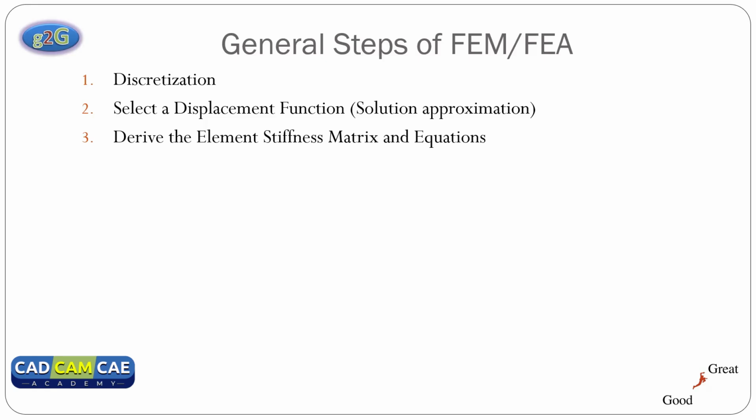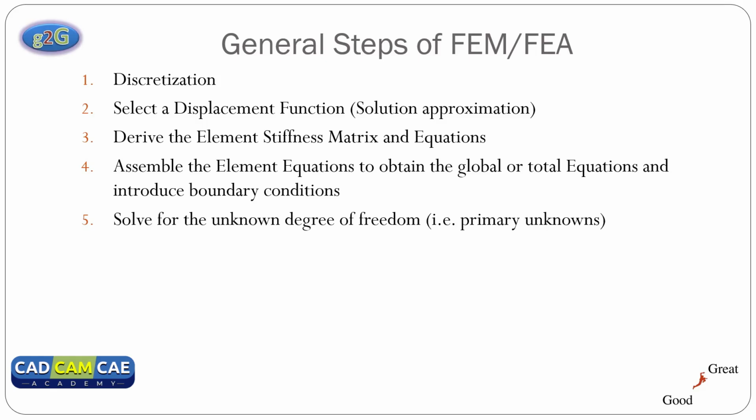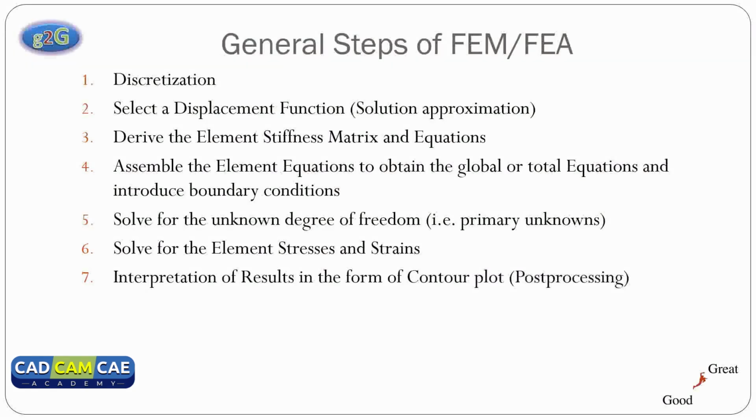So for each and every element, the software, or we can say by using the finite element analysis, we need to prepare an element stiffness matrix. Step number 4 is the assembly of all element matrices, that is nothing but the global or total element matrix. Step number 5 is to solve for the unknown degrees of freedom, that is the primary unknown. Step number 6 is to solve for the element stresses and strains. And last, step number 7 is the interpretation of results in the form of contour plots, that is called post-processing. So these are the major 7 steps of finite element analysis which are used in any finite element analysis software.